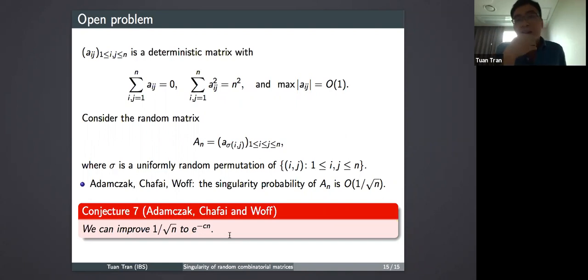So are there any questions about this model or the conjecture?